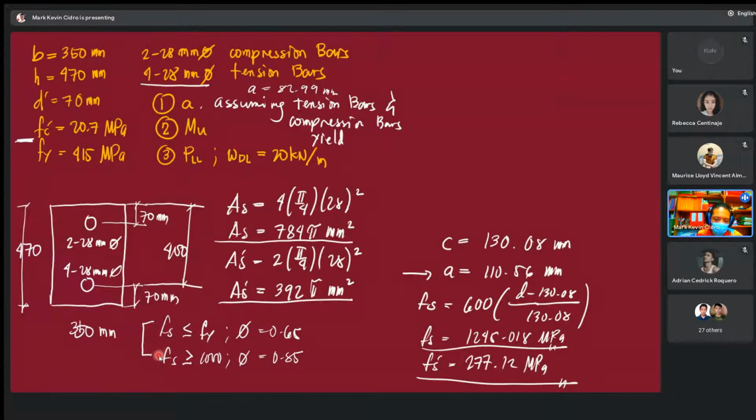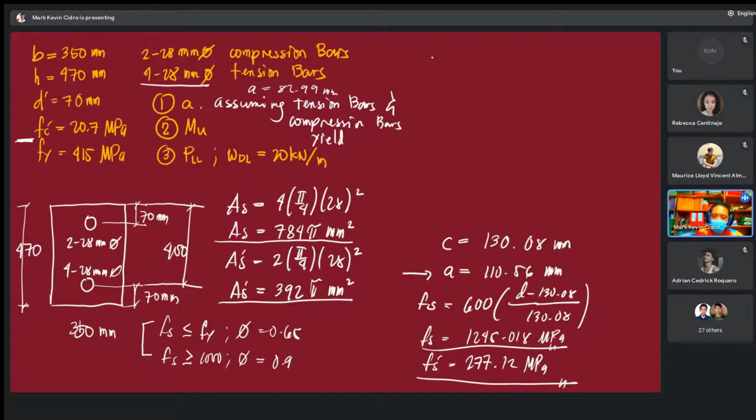Okay. So, since your εs is way beyond the value of 1,000, meaning your reduction factor, this is not 0.85, right? This is, okay, so, if your εs is greater than or equal to 1,000, your phi is equal to 0.9. Okay, and again, somewhere in between, you will interpolate. Linear interpolation lang yan. So, obviously, your εs is greater than 1,000, right? So, your phi is 0.9. You have the value of your phi na, 0.9.